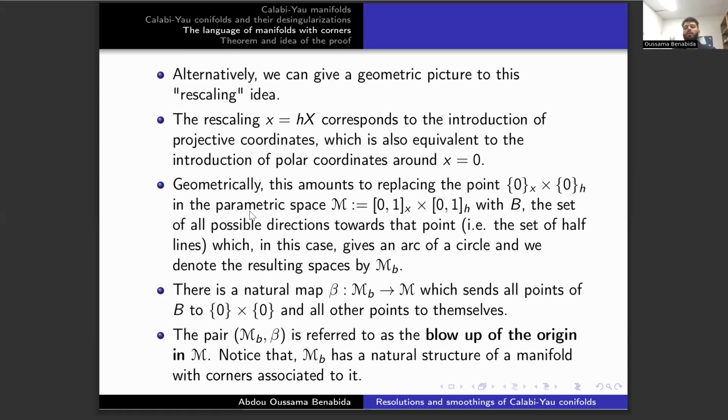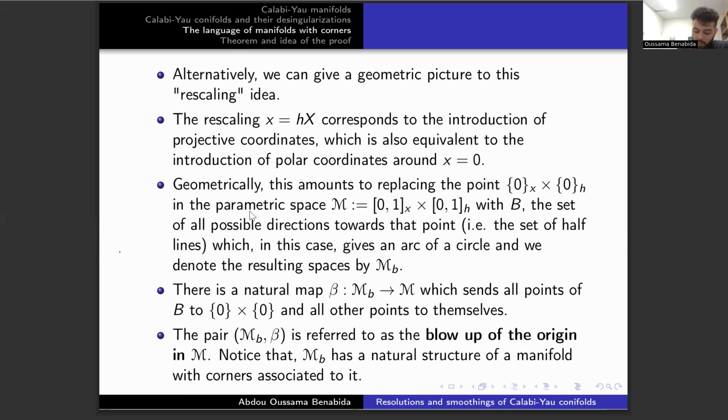For people who know algebraic geometry, there is a notion of blow-up in algebraic geometry, which is replacing a point by the possible directions towards that point. But this is a bit different in two ways. First of all, here we're considering real directions, not complex directions. And second, we're separating half lines. We're not taking just the whole line. What we mean by direction is just a half line towards the point. But the idea is the same of what we call the blow-up.